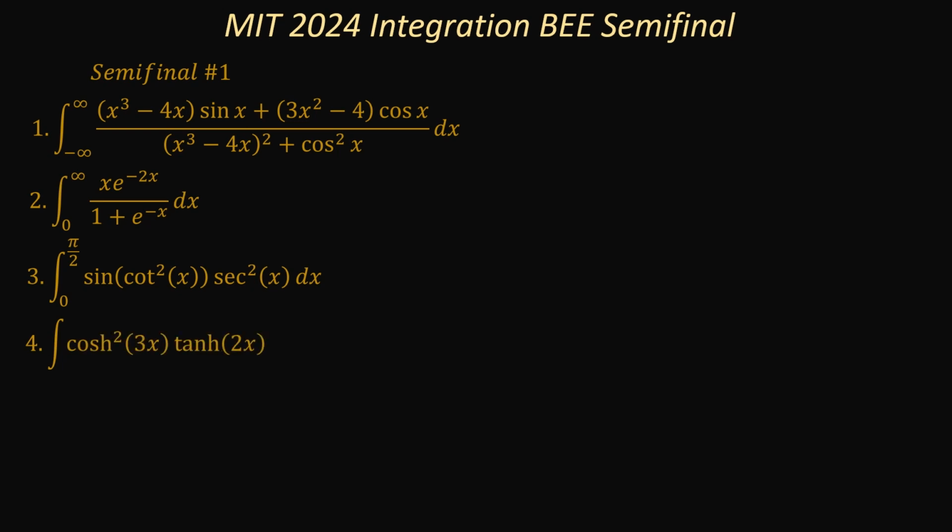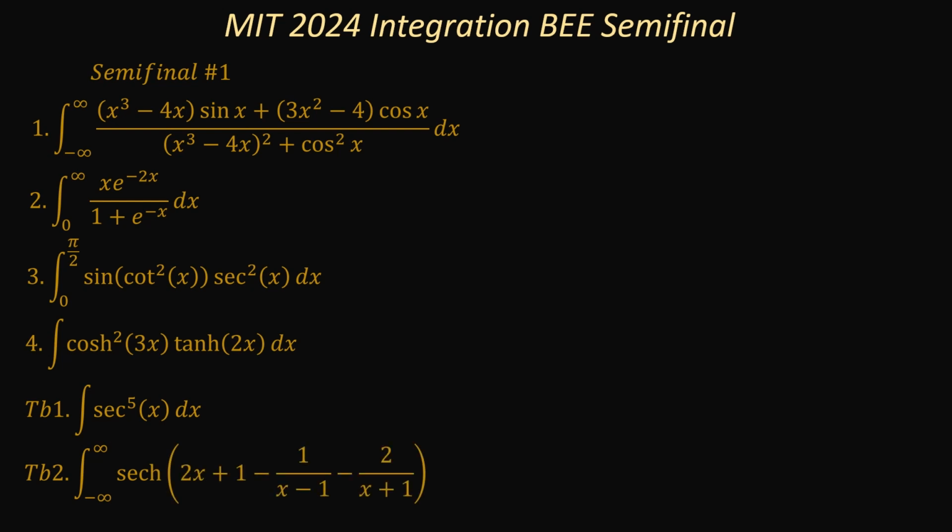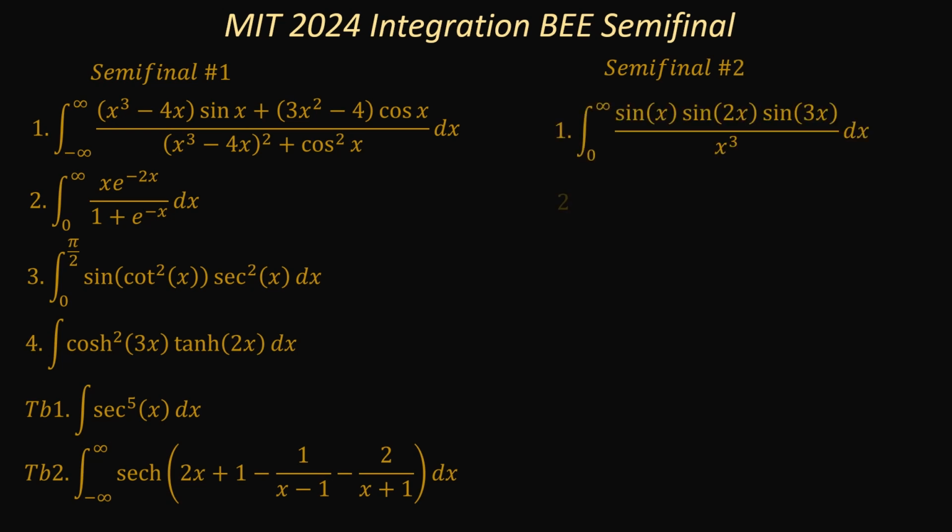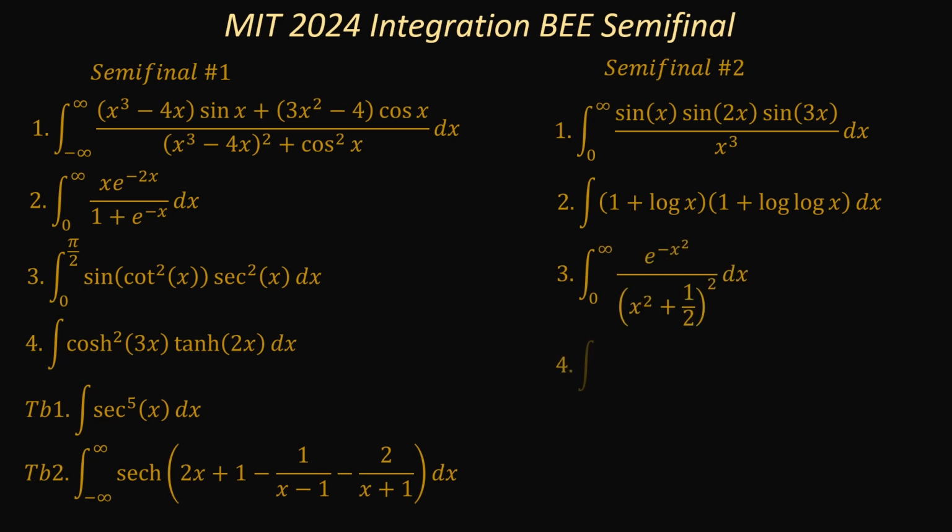and then the contestants had to go into a tiebreaker series. So there was tiebreaker number one, tiebreaker number two, and that concluded that session of the semifinal. Then for semifinal number two, or the second session, it was problem number one, problem number two, problem number three, only up to problem number four. So today we are going to focus on these problems.